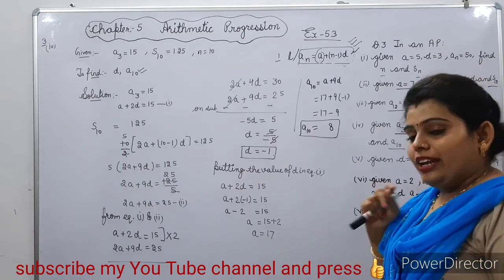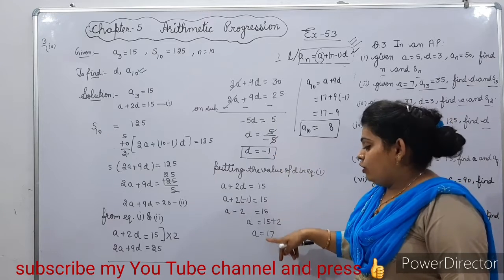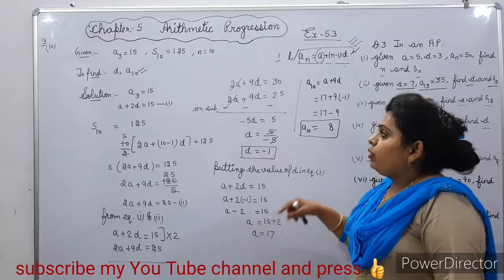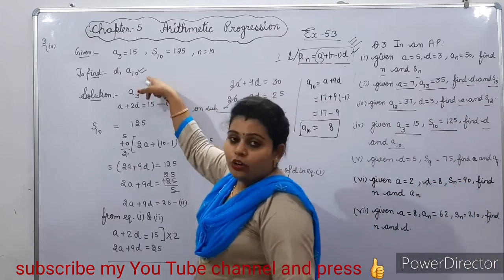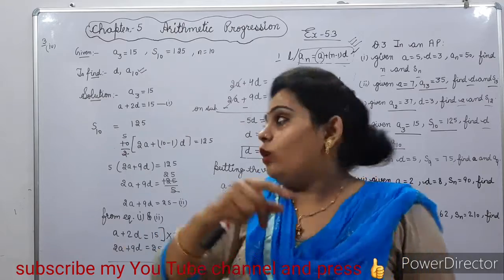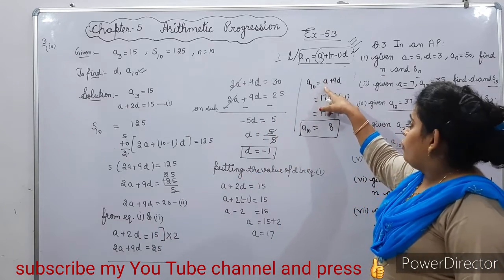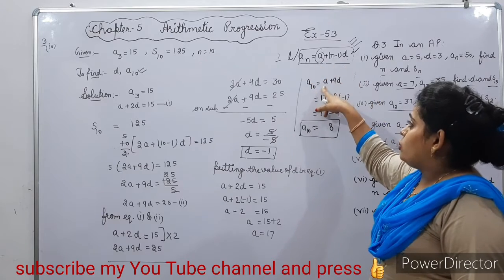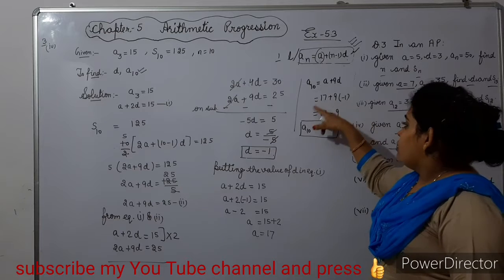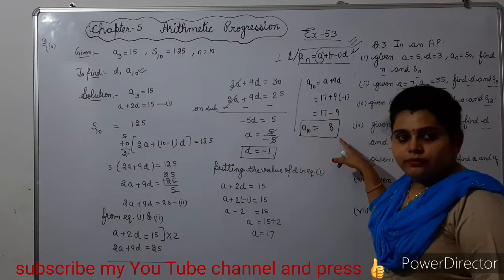We got the values of d and a from here. What is the value of d? Minus 1. And what is the value of a? 17. Why do we find this value of a? Because we have to find the value of a10, and for a10 we require the value of a also. So by using this formula, a10 is equal to a plus 9d, 17 plus 9 into minus 1. So 17 minus 9, a10 is equal to 8.